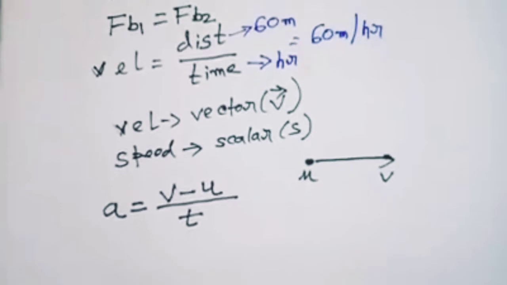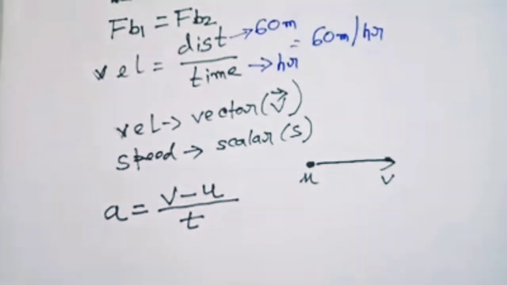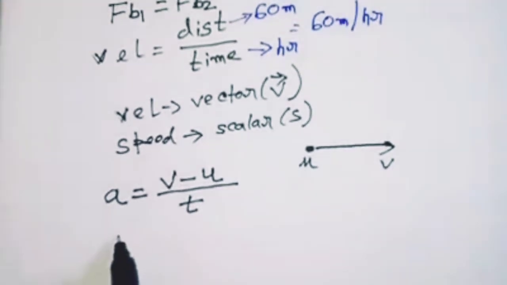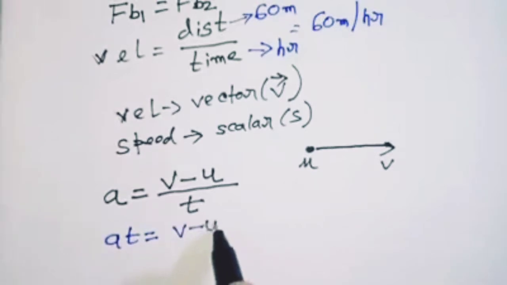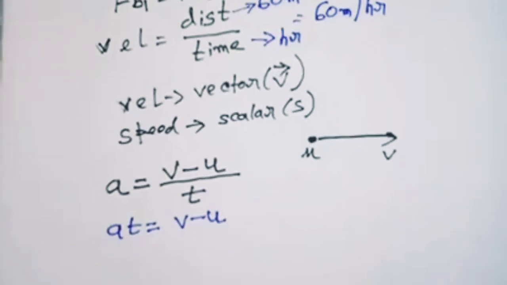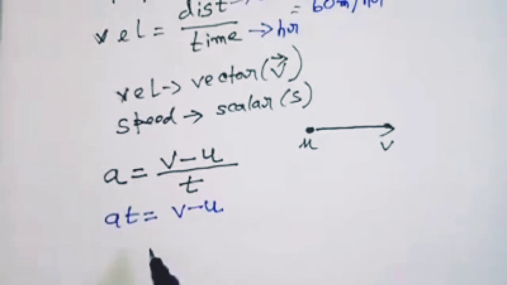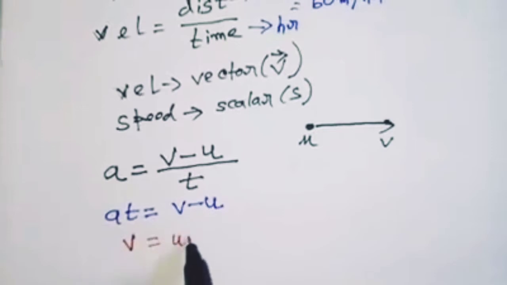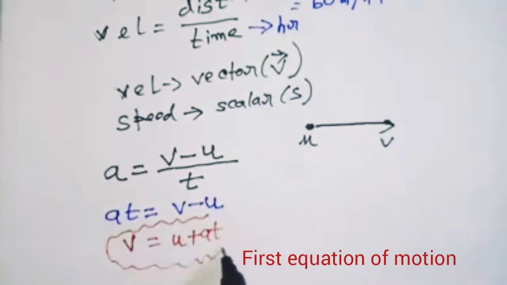Right? So from here, we can quickly write over another important part, just crossing them over. What we can write over here is that AT equals V minus U. And then we can write another thing, which is our first conclusion, a first formula most commonly used in physics: V equals U plus AT. And this is our first important formula which has been widely used in physics.